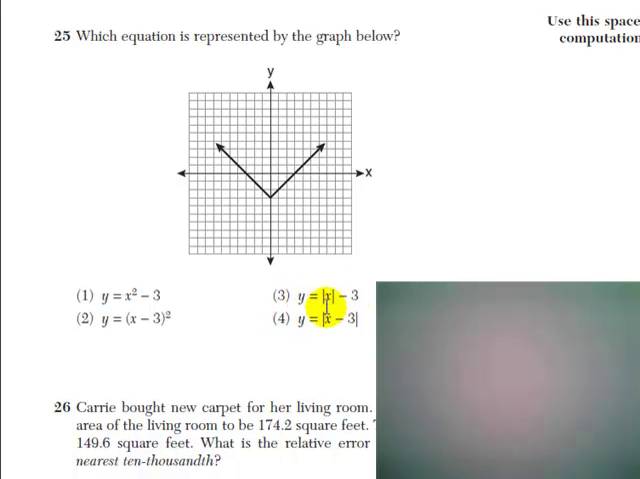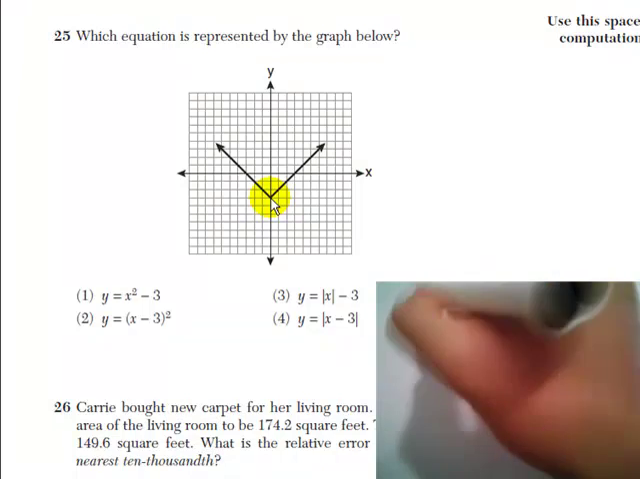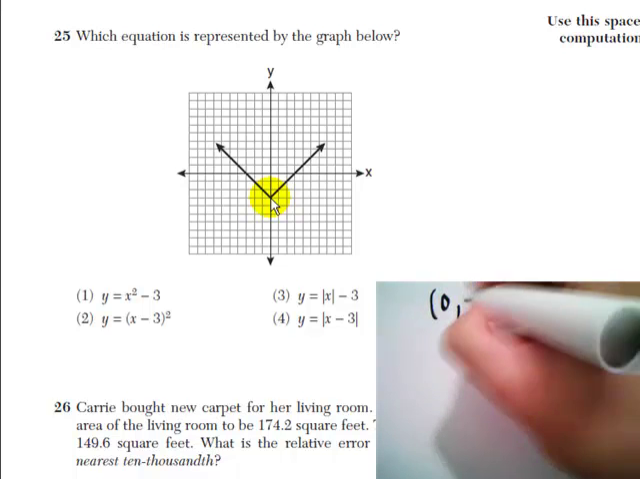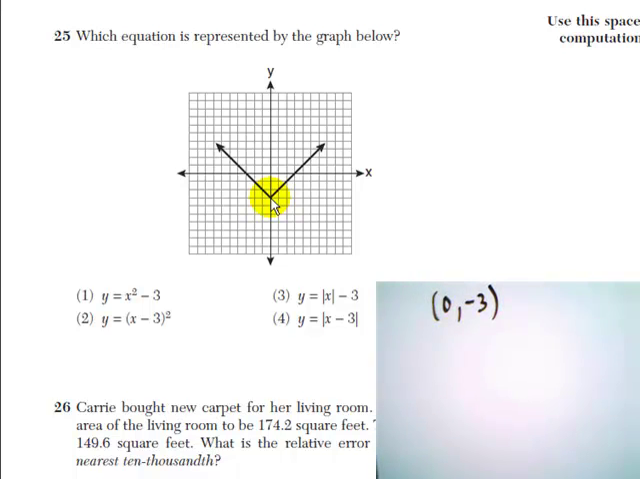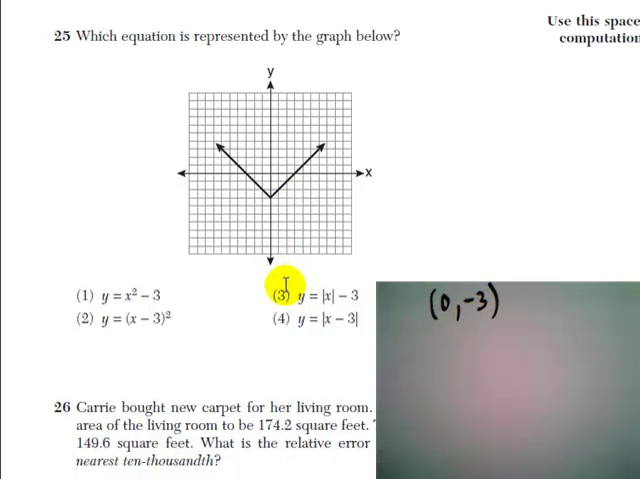Now to figure out which one it is, since these are both absolute value equations, we're just going to pick an easy point, and we're going to plug into these equations and see which one comes out to be true. For example, I see that the point (0, -3) is part of this graph. So if I plug in 0 for x, I should get -3 for y. And we want to see which one, 3 or 4, actually gives us that value.